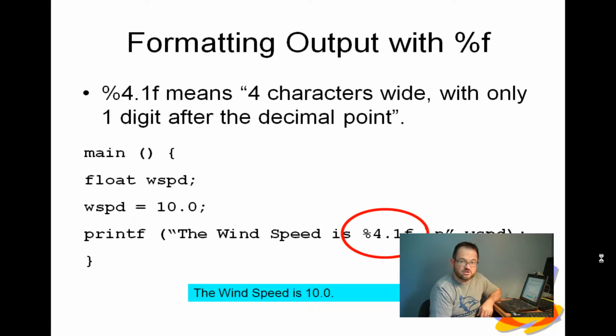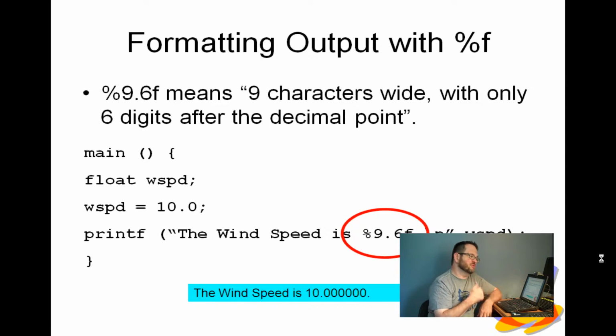You can put any combination of numbers there. For example, %9.6f means that your floating point number is 9 digits long, and 6 of them have to be to the right of the decimal place. So if I wrote here that the wind speed is %9.6f, then the variable wind speed gets put into that format specifier in 9.6f format. That means 9 digits wide, 6 of them to the right of the decimal place.